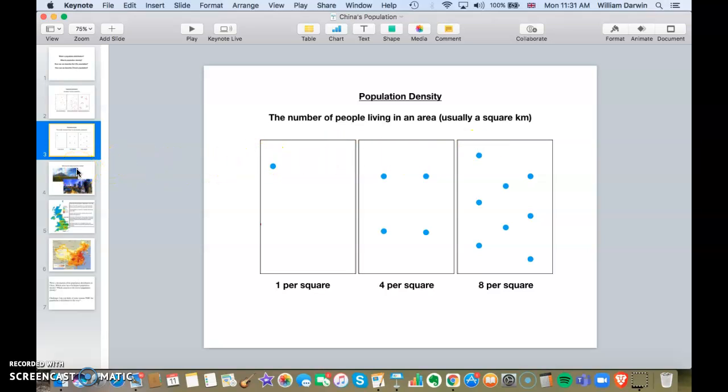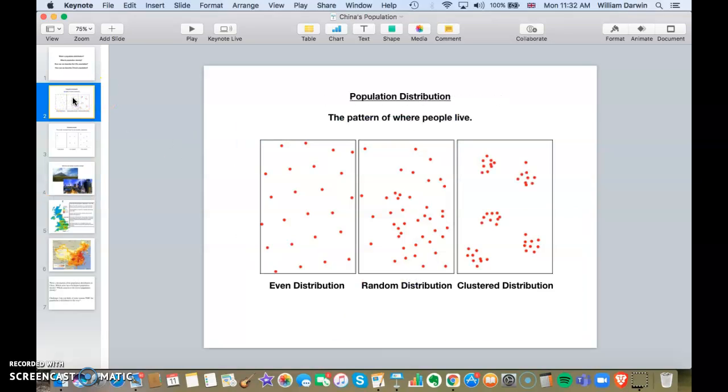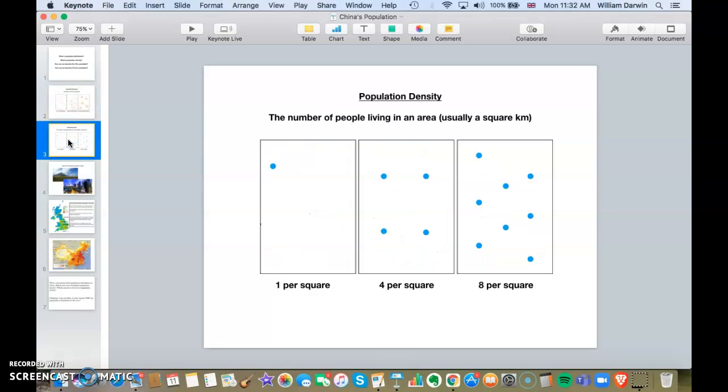So, for example, the population density in the Highlands of Scotland is going to be very low. As you can see, there's very few people living in the Highlands of Scotland, so it's got a low population density. Whereas this is the centre of London, and you can see all of the lights and the high buildings. You're going to get a very high population density, lots of people per square kilometre living in the City of London, and very few people or almost no people per square kilometre in the Highlands of Scotland. So distribution is the pattern of where people live, and density is the number of people in an area.